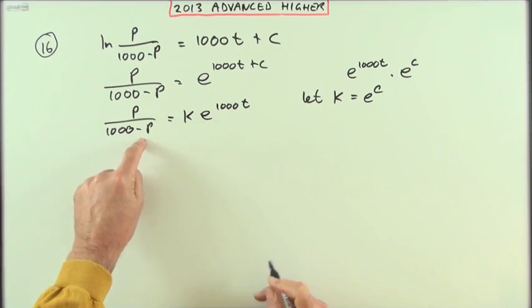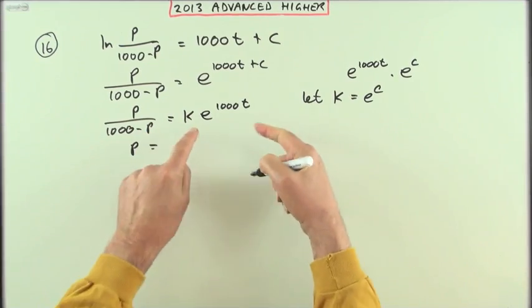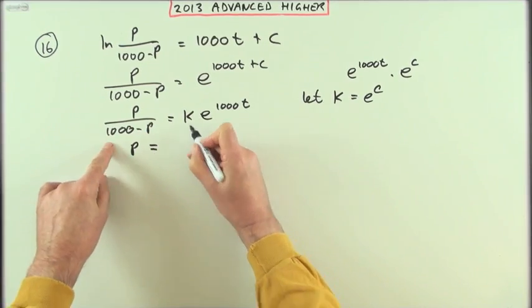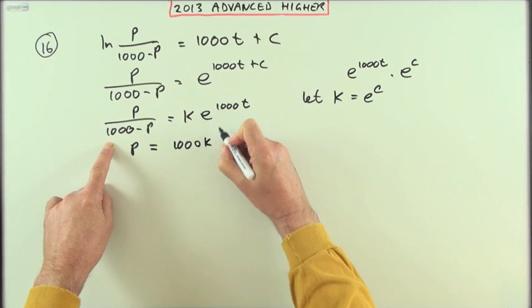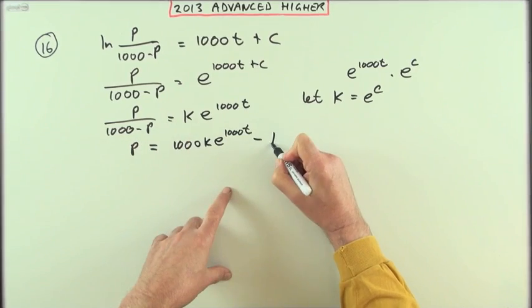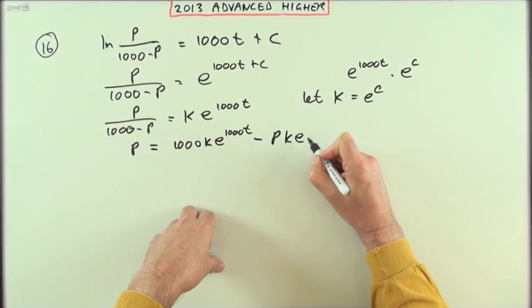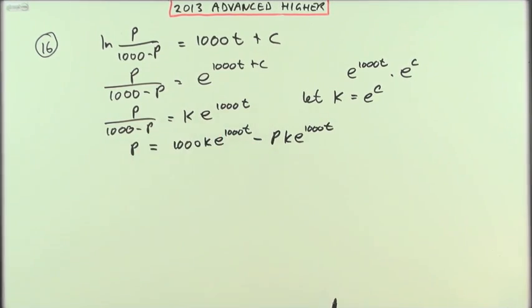2 mentions of p here. I'll need to separate them before I can put them back together. So taking that across and multiplying this side would be 1000 of them. Now I know they're factors, but I need to split them afterwards anyway. 1000 of those minus p times this. So that's that denominator taken across and multiplied. Now you can bring that p over to join that p.